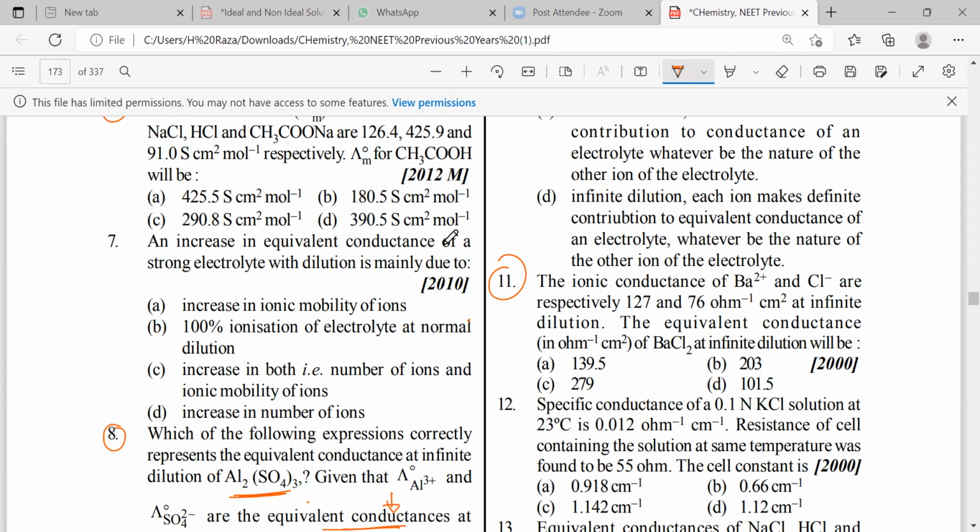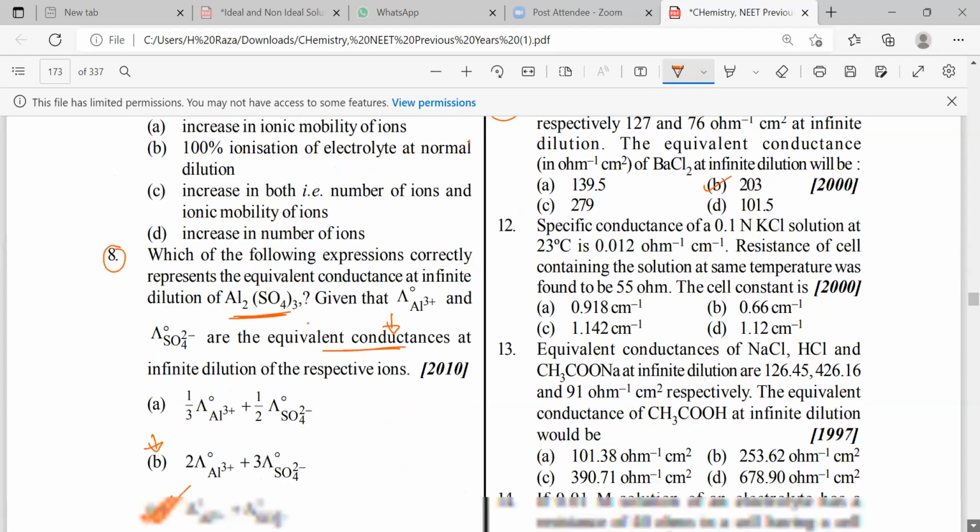Sir, is the answer B? Yes, very good. It's B. Question number 30. Kohlrausch's law is one of the most important topics from electrochemistry. That's why I'm giving you so many questions.